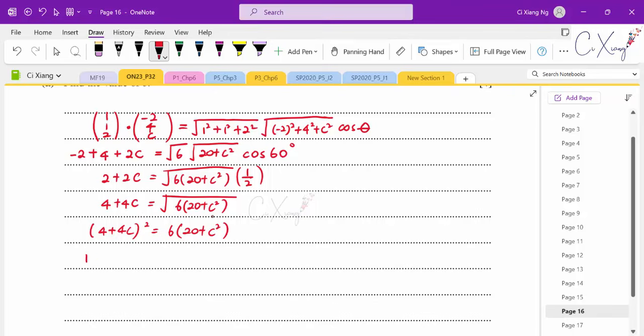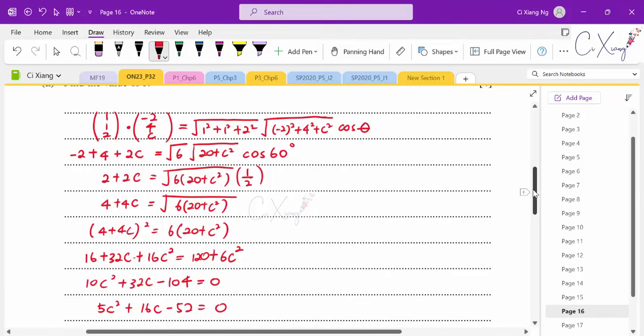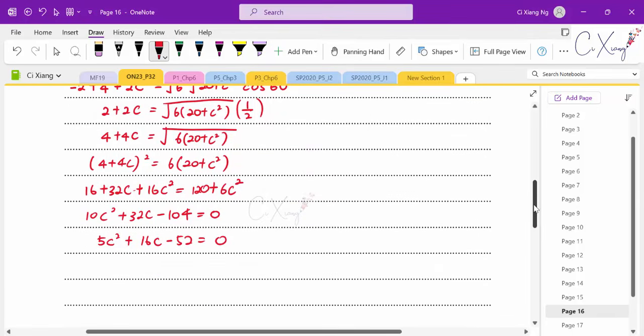From here, try to expand everything and group everything together at one side. If you didn't do any careless mistake, you should have this, 104 equals to 0, and hence simplify them further. You're having 5c squared plus 16c minus 52. I think it's quite obvious, this is a quadratic equation in terms of c. So to get the value for c, you can try to factorize them.